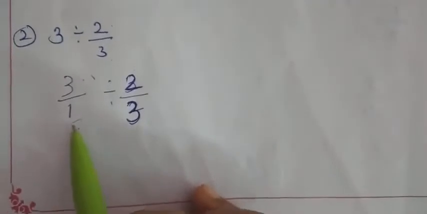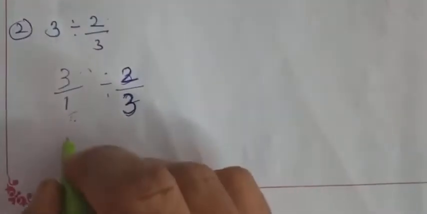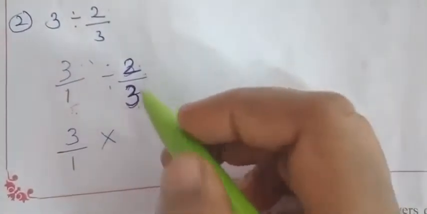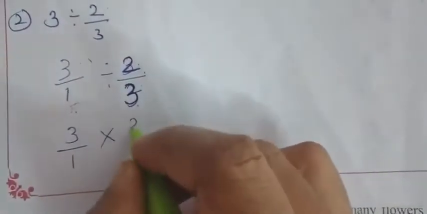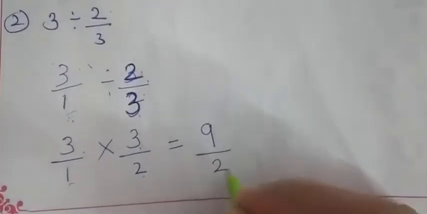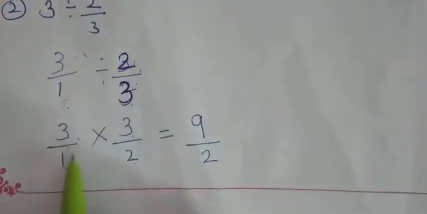Just write it below 1, I told you, right? So now next step, this number is going to be multiplied with 2 by 3. Now we will write this as 3 by 2. 3 3s are how much, students? 9. And then 1 2s are 2. This is the way we have to write it.